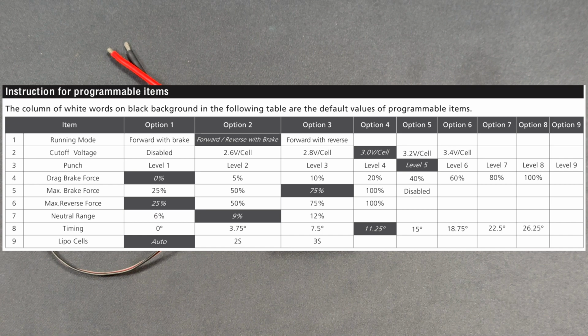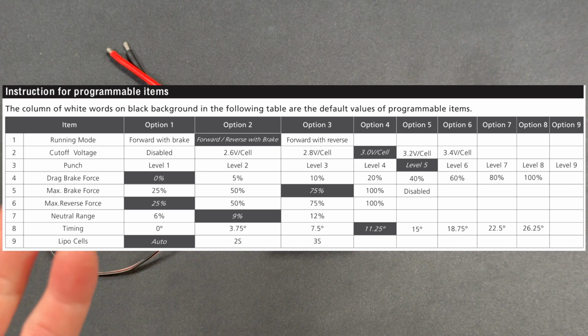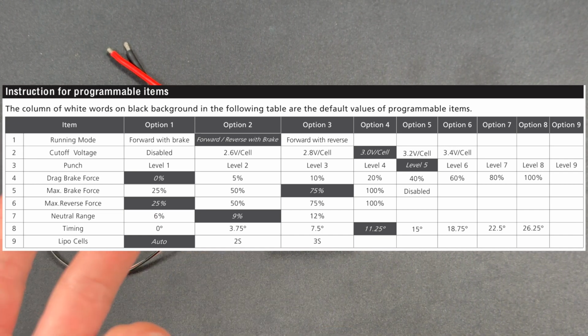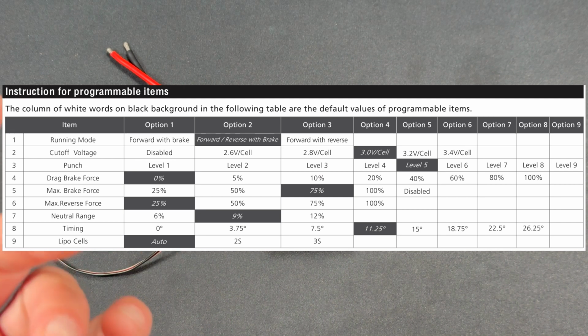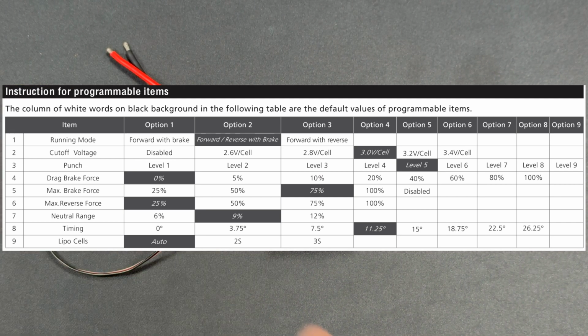Next up is setting number 6, the max reverse force. That's the reverse speed. A lot of people aren't very good at pushing the throttle the other direction, so reverse defaults to lower speed. You can turn that up if you need to.